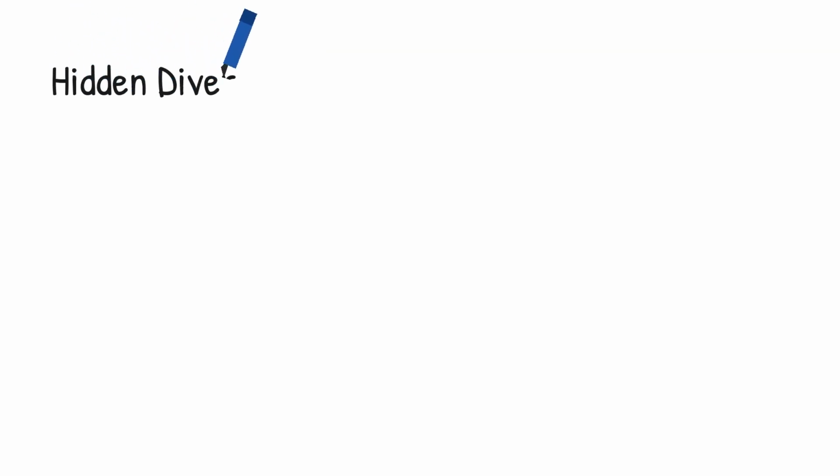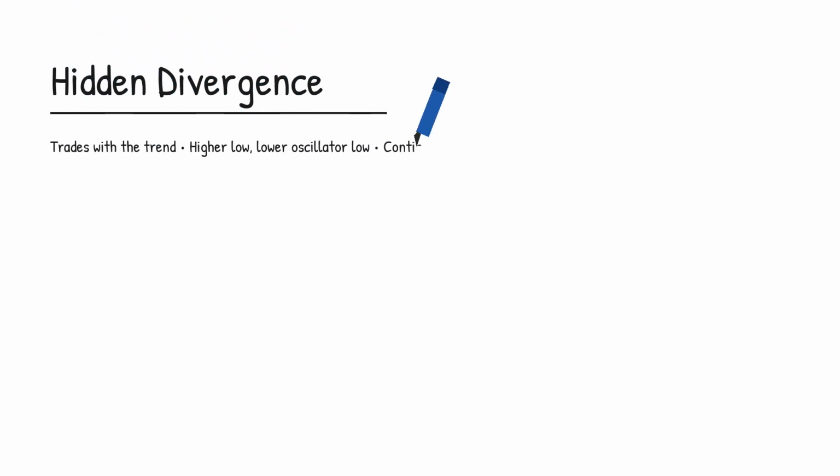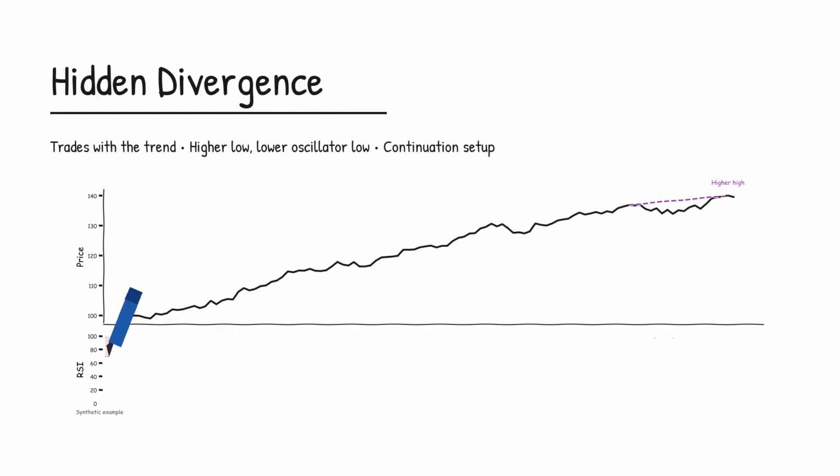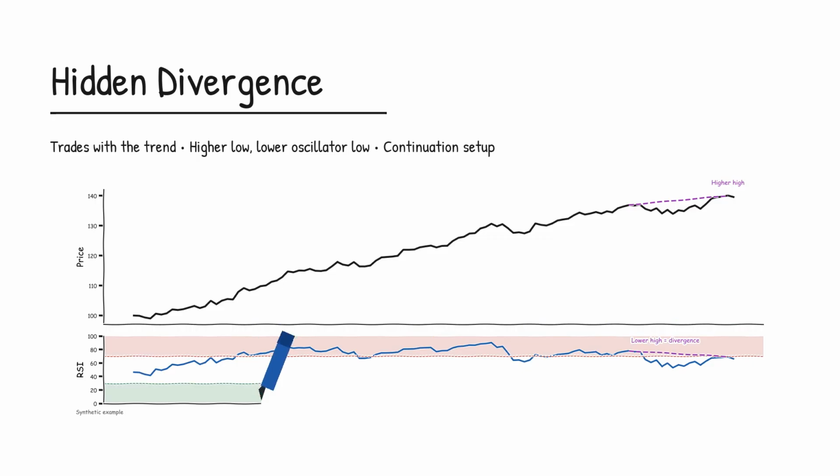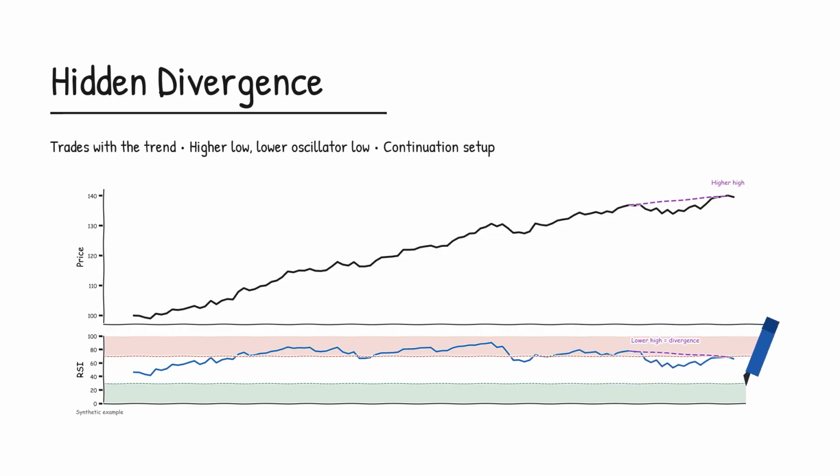Hidden divergence is the continuation cousin. In an uptrend, price makes a higher low while the oscillator makes a lower low, signaling a healthy pullback before the trend resumes. In a downtrend, price makes a lower high while the oscillator makes a higher high. Hidden divergence is underused, but it is often more reliable than regular divergence because it trades with the trend.